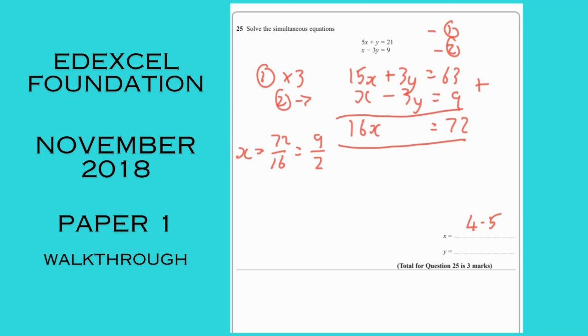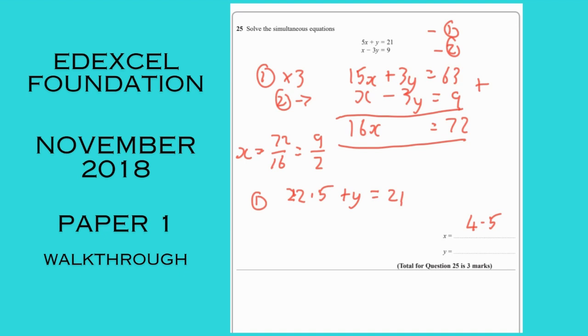4.5. Then let's take the top equation. Could take the bottom, doesn't matter. I'll take the top equation. 5x's, so 5 lots of this. Well, 5 4s are 20. Times 0.5 is 2.5. So 22.5 and a y equals 21.